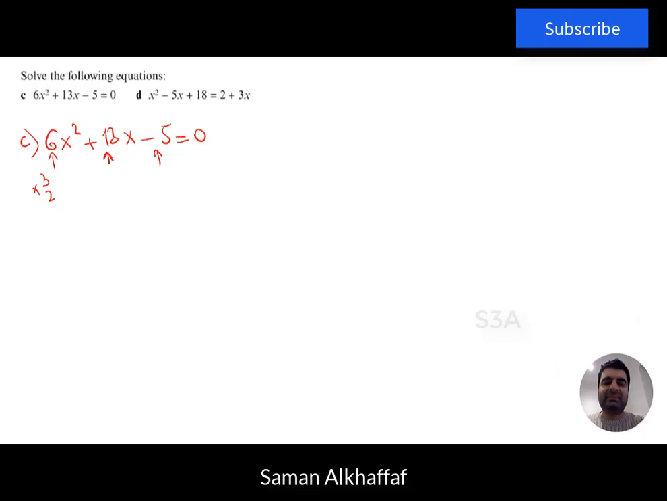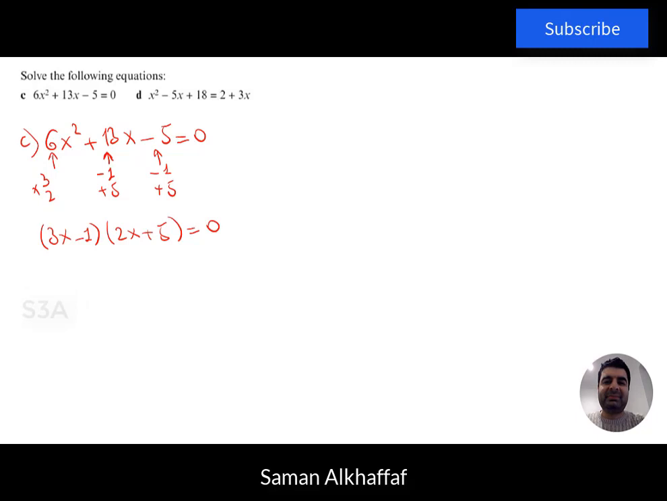The 13 will be a combination of two numbers, which is minus 1 and also plus 5. And these two taken away and added to each other. I'll show you shortly. And also the minus 5 will be the combination of minus 1 and also plus 5. So we are using the same number for the second and the third term. So in this scenario, we would have 3x minus 1, and we also have 2x plus 5 equal to 0. So if we multiply these two brackets, it will give us the original expression.